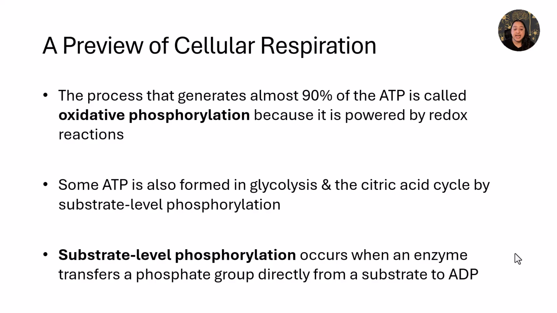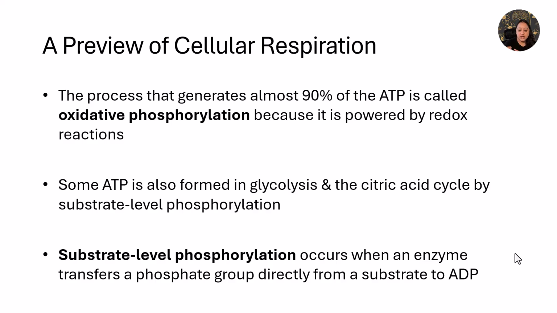The process that makes most of the cell's ATP, almost 90% of the ATP, is that last one, oxidative phosphorylation, because it's powered by a bunch of redox reactions. That's why we covered it so much in the first part, because it'll come into play throughout the cycles, but especially in oxidative phosphorylation. It's a bunch of redox reactions, and that's what's going to power this machine that is ATP synthase and makes a bunch of ATP.